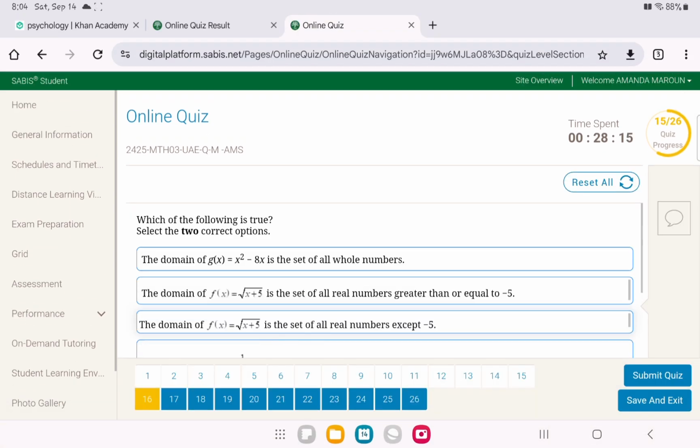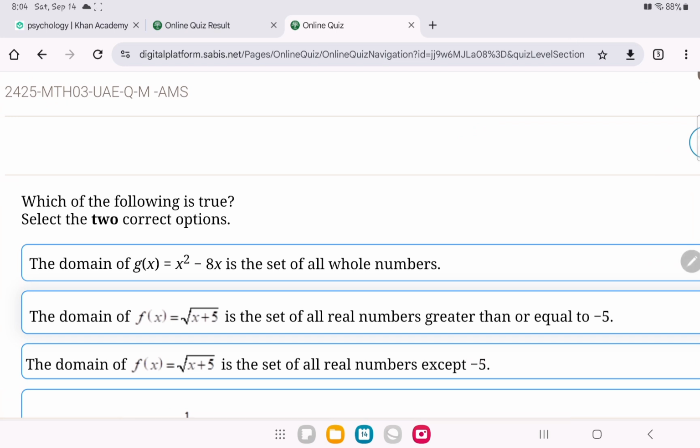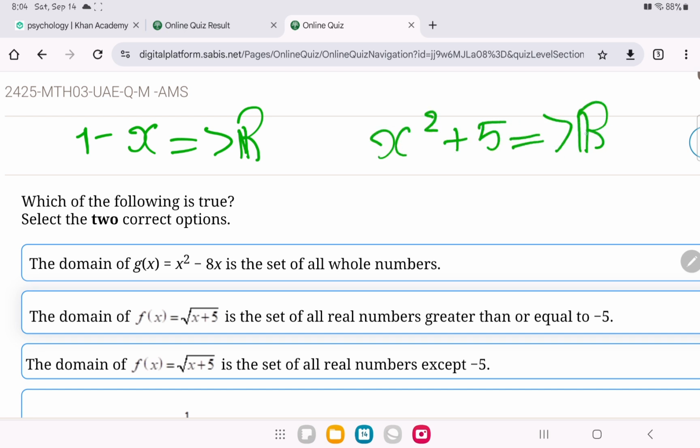Question number 16. For the domains, we have 4 cases. The first case is if it's a regular number, for example x, then the domain is all real numbers. It could be, for example, x squared plus 5. Also, the domain is all real numbers because it is a polynomial. It's not a fraction and there's no radicals in it. So as long as it's not a fraction and you see no radicals in the equation, then the domain is the set of all real numbers.